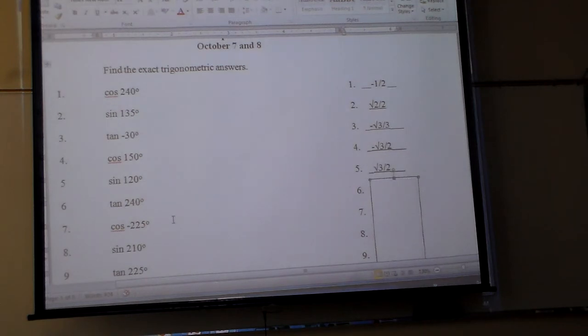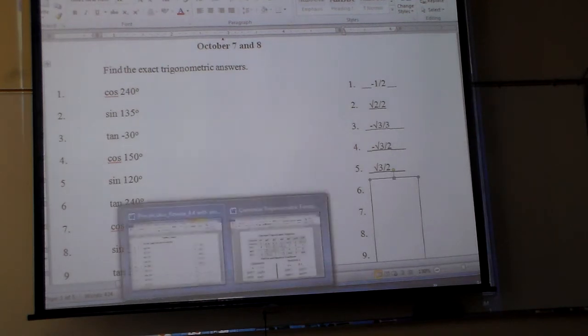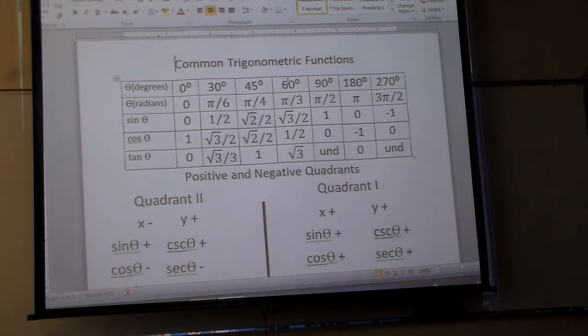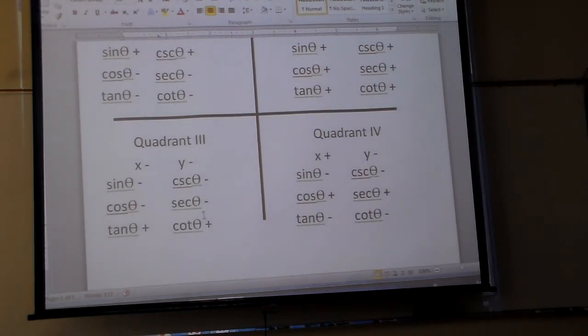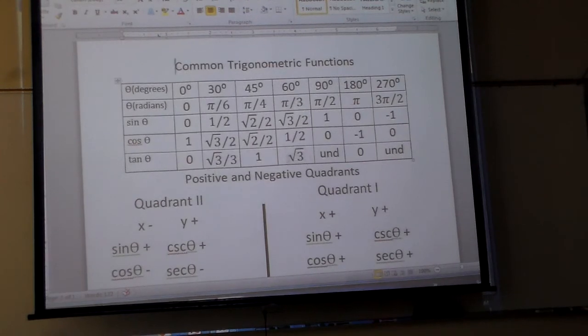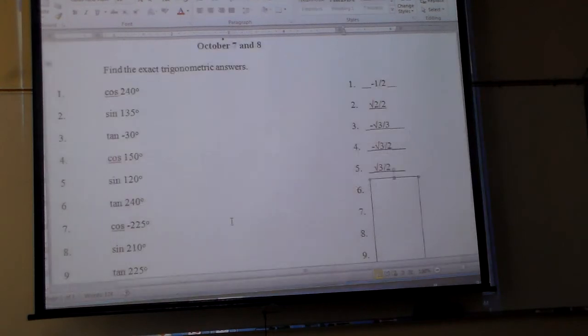There we go. What about tangent of 240? Is 240 closer to 180 or 360? 180. How far is 240 from 180? 60 degrees. So tangent of 60 degrees is square root of 3, and 240 is in quadrant 3. What is tangent in quadrant 3? Positive, because the y and x are both negative. Remember, tangent is y divided by x, and a negative divided by a negative is positive. So we have positive square root of 3.